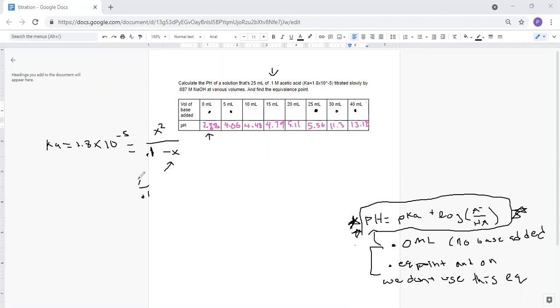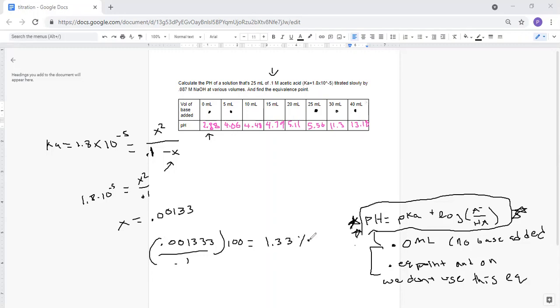So 0.1 X squared equals 1.8 times 10 to the negative 5. And X is going to equal 0.00133. And we check it by putting the 0.00133 over the initial concentration and then multiplying by 100. And our approximation works if it's under 5%. This works because it's 1.33%. So great, we found the X.